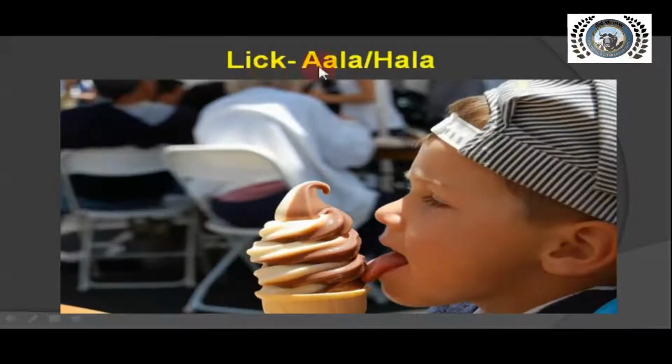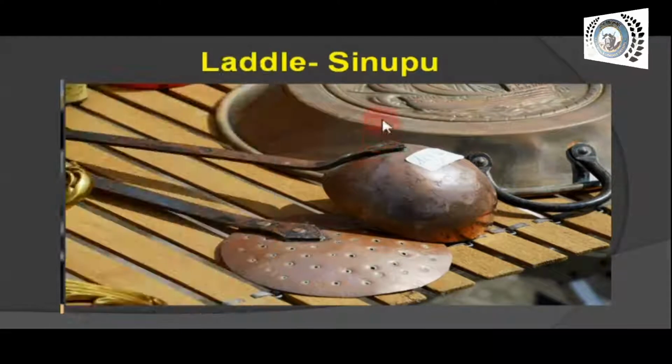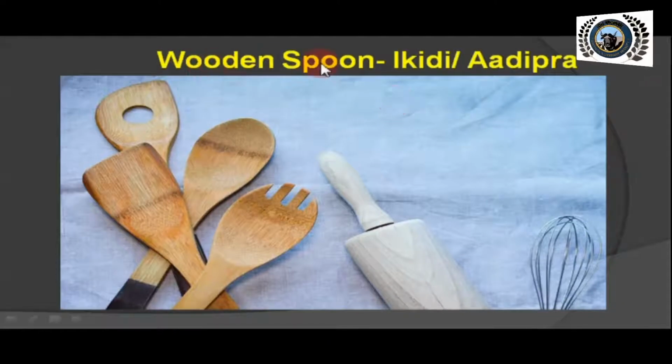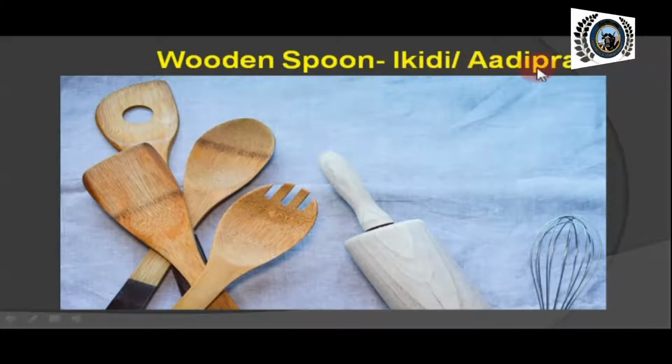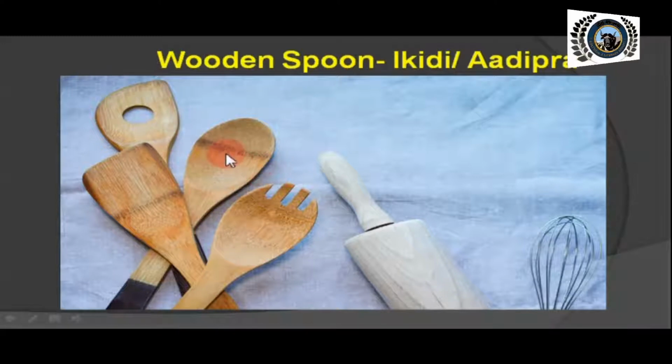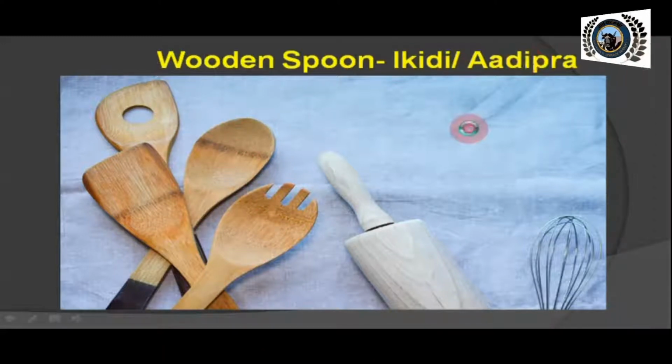Leak, ala or hala. You can use any of these two words, both are correct. Ladle, sinupu. Wooden spoon, ikidi or adipra. See, these are some examples given here. Those spoons are made of wood, called ikidi or adipra in the Mishmi language.